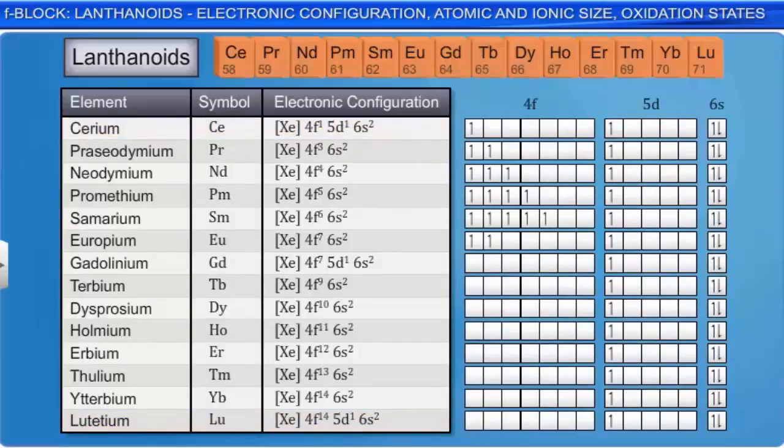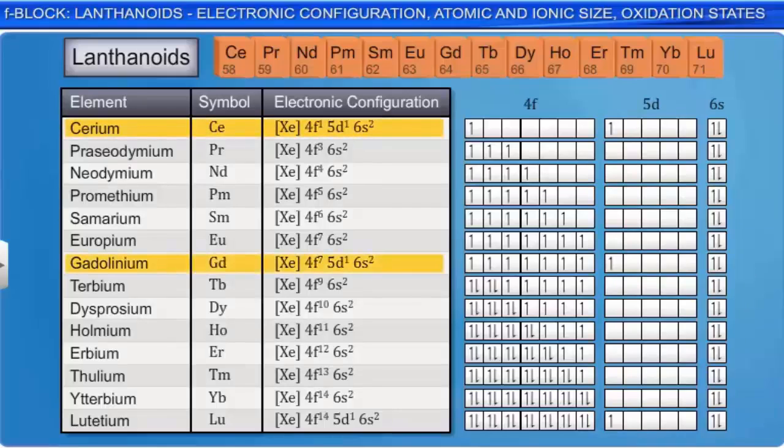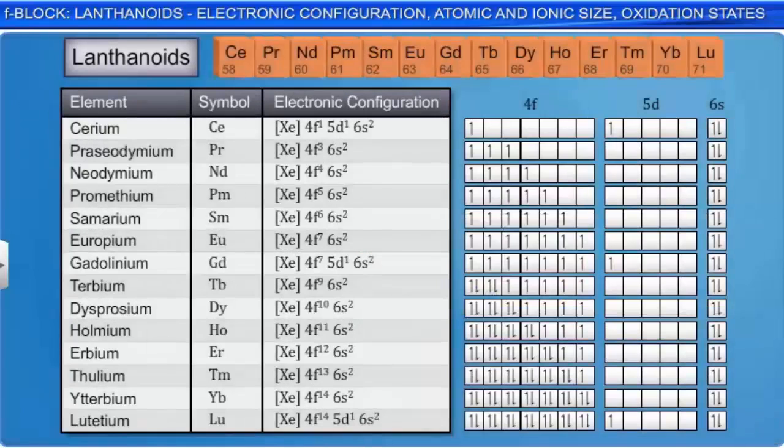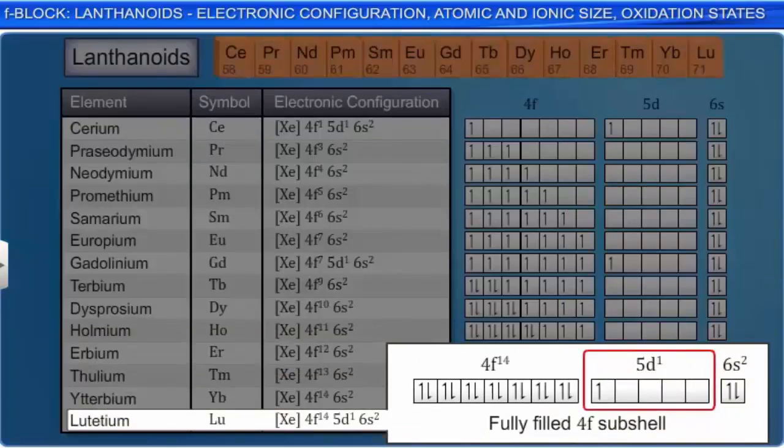However, it is energetically favorable to move the single 5d electron to the 4f level for most of the elements, except cerium, gadolinium, and lutetium. The reason why gadolinium has a 5d1 arrangement is that this leaves a half-filled 4f subshell, which gives greater stability. Lutetium has a 5d1 arrangement because the f subshell is already full. The lanthanoids are characterized by the uniform +3 oxidation state shown by all the metals.